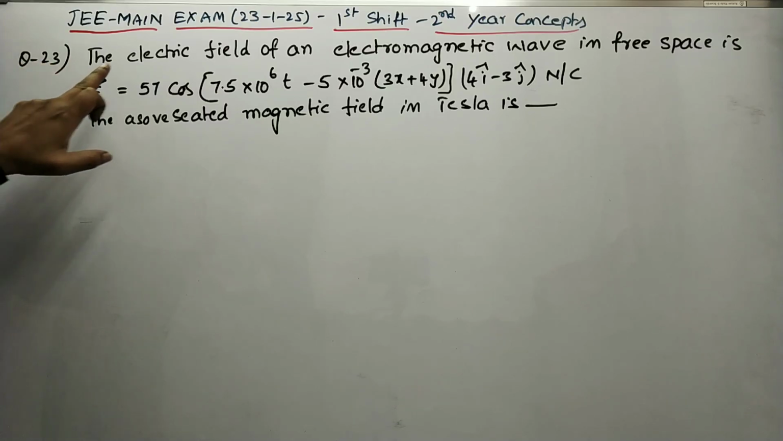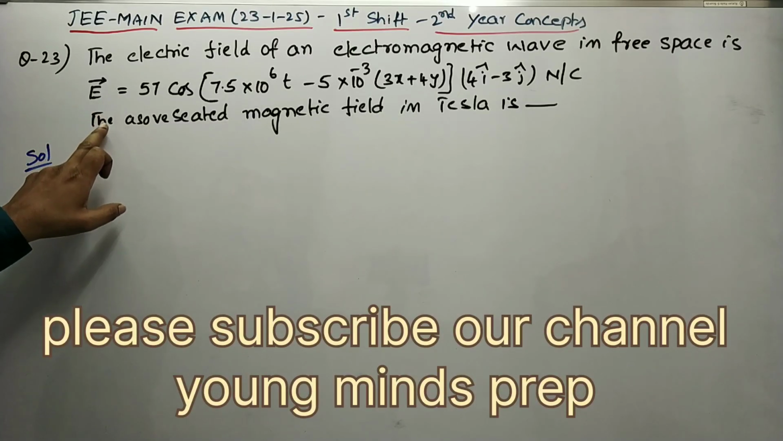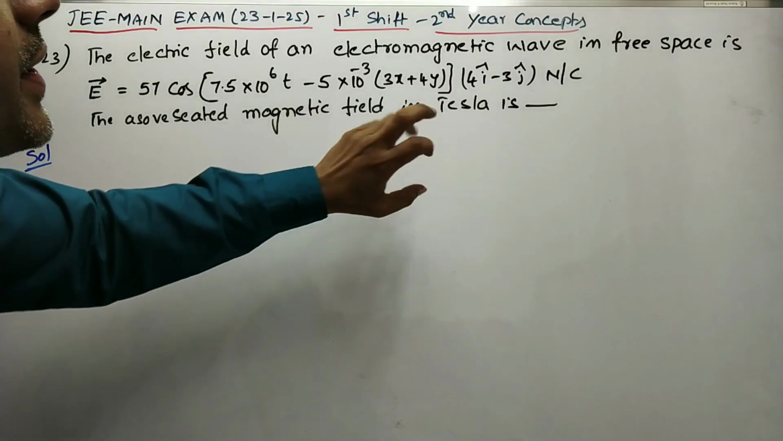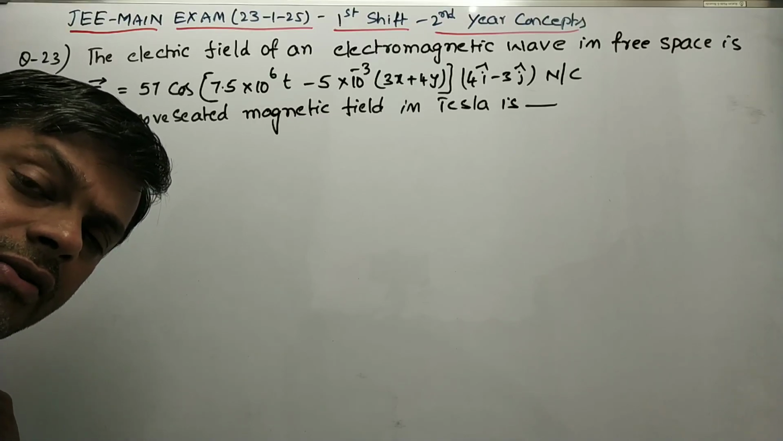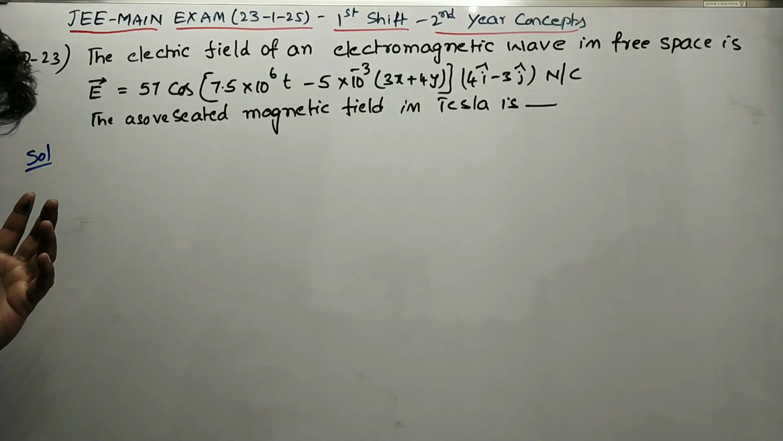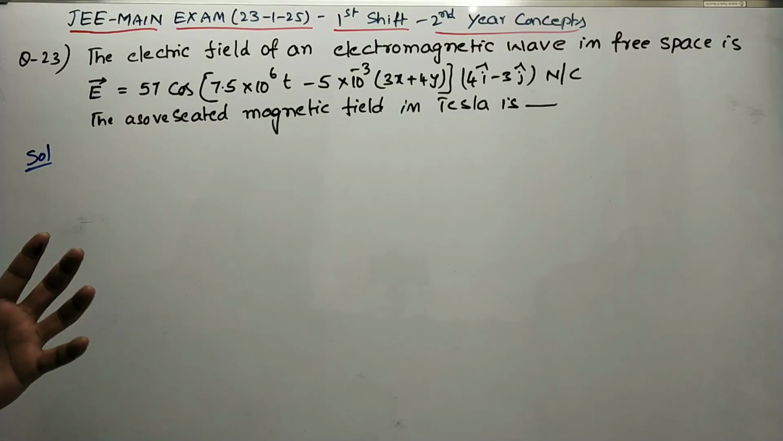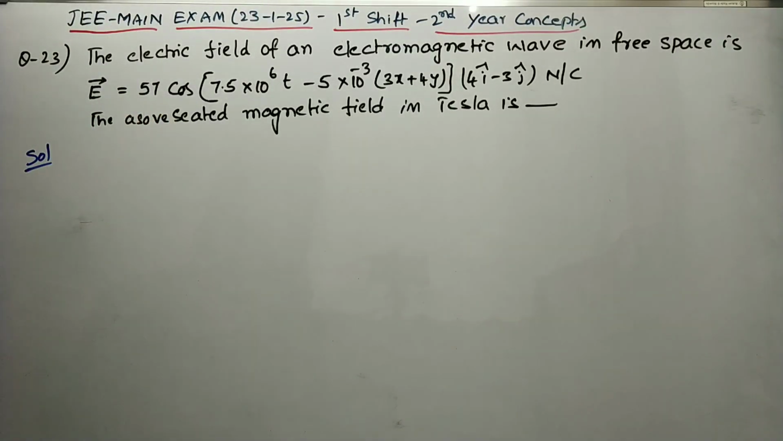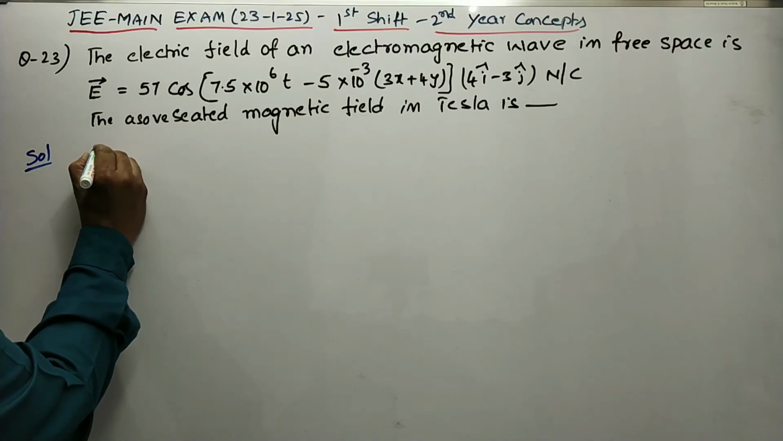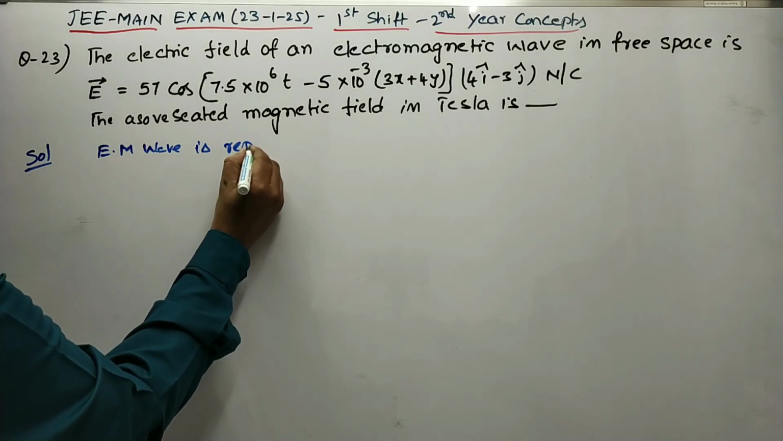Right. The 23rd question. The electric field of an electromagnetic wave in free space is given. The associated magnetic field in Tesla. You know very well, if electric and magnetic fields oscillate sinusoidally in space and time in an electromagnetic wave, and electric field is along positive x-axis, magnetic field is along positive y-axis.